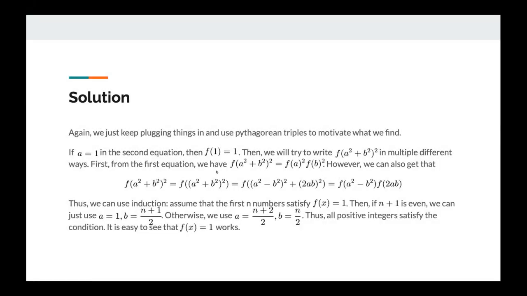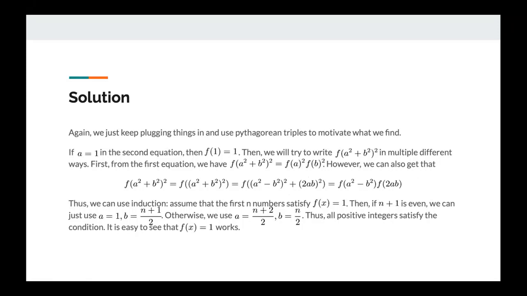So what that looks like is here. You have this equals a squared plus b squared squared, and then a squared minus b squared squared plus 2ab squared equals f of a squared minus b squared and f of 2ab. And so now what we realize is we can just use induction. So we know that a equals 1. When x equals 1, f of x equals 1. So that's the base case done.